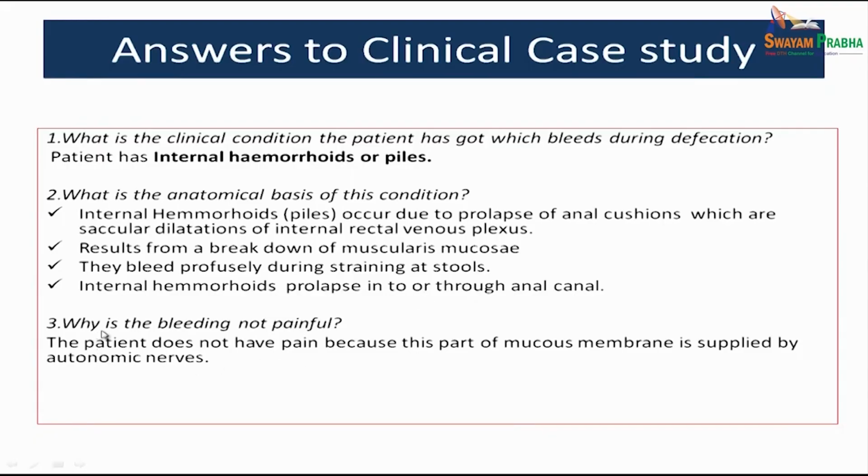I had asked a question, why is the bleeding not painful? As you have understood the gross anatomy of anal canal, internal hemorrhoids lie above the pectinate line, and this part of the mucous membrane is supplied by autonomic nerves, and hence the patient does not have pain. Painless bleeding which occurs with prolapse of the internal rectal venous plexus is internal hemorrhoids or piles, the clinical condition of the patient.